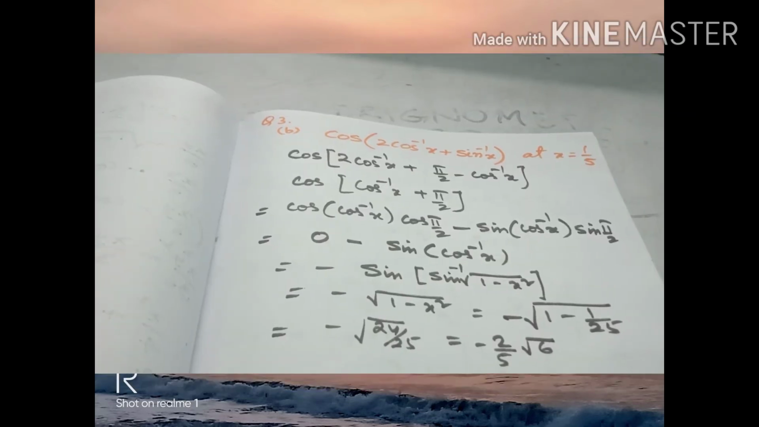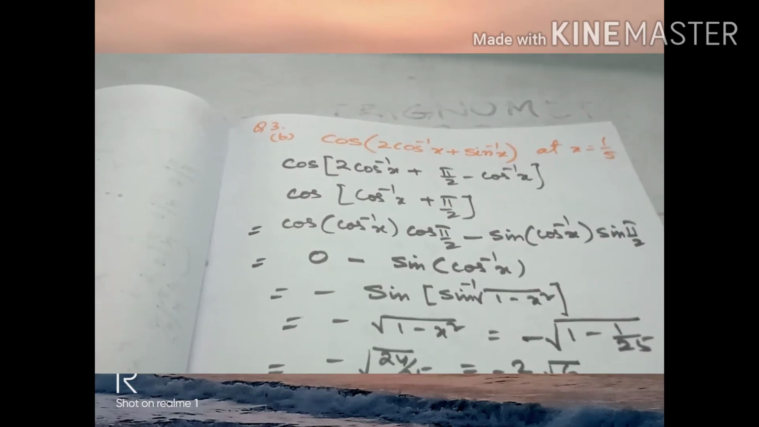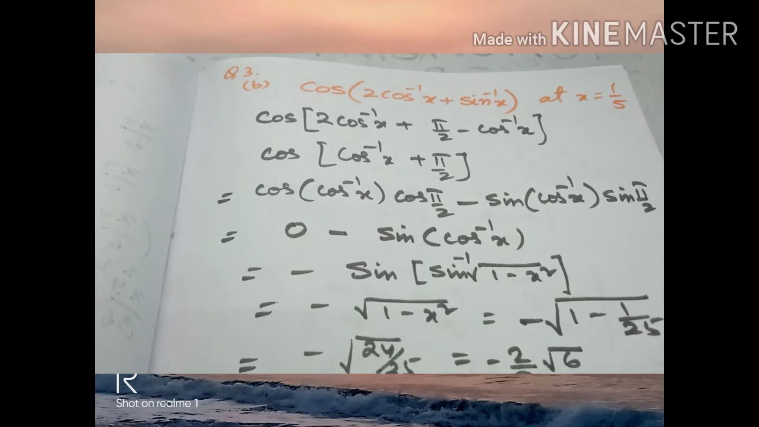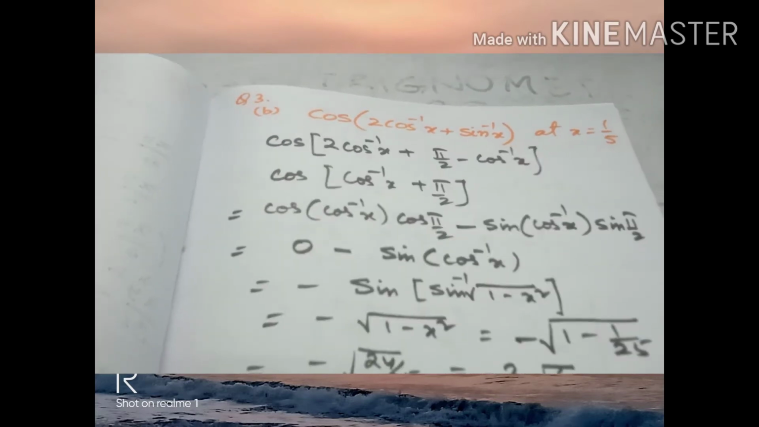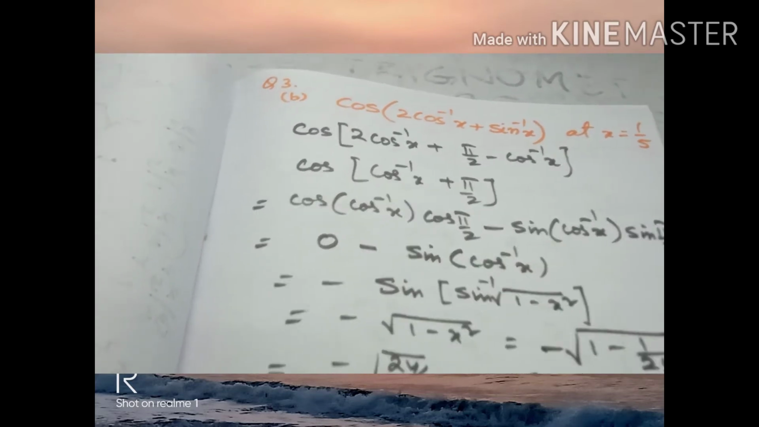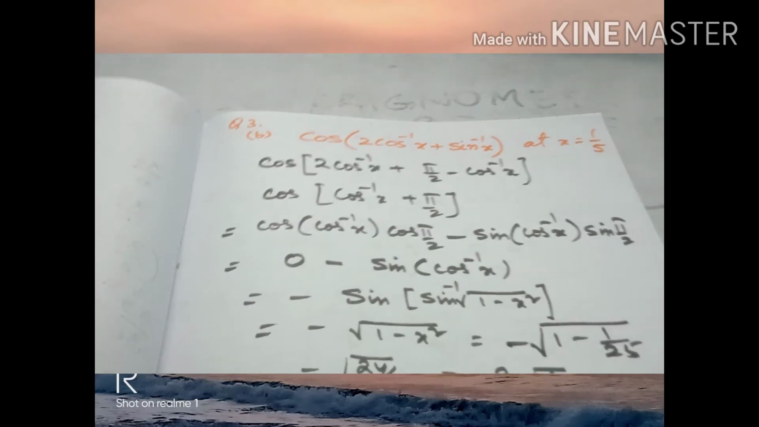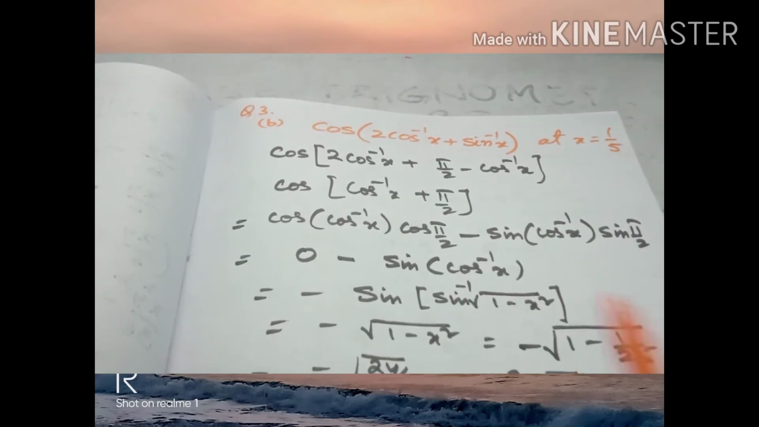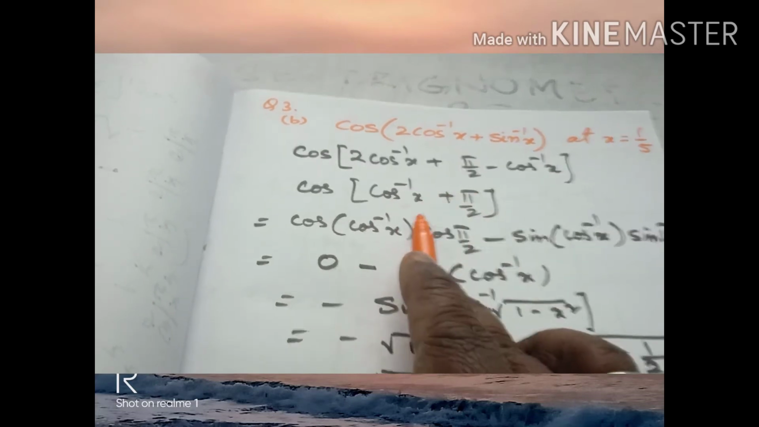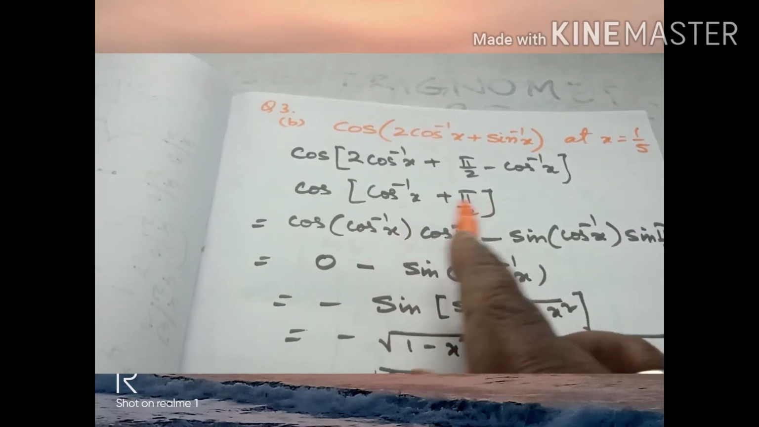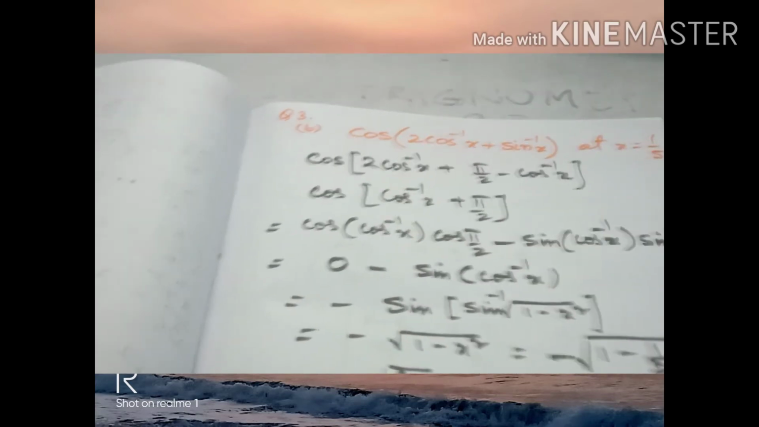Part B, we have to find the value at x equal to 1 by 5. So 2 cos inverse x, we know sin inverse x plus cos inverse x is pi by 2. So sin inverse x is written as pi by 2 minus cos inverse x. So cos of (cos inverse x plus pi by 2). Cos(a plus b) is cos a cos b minus sin a sin b.